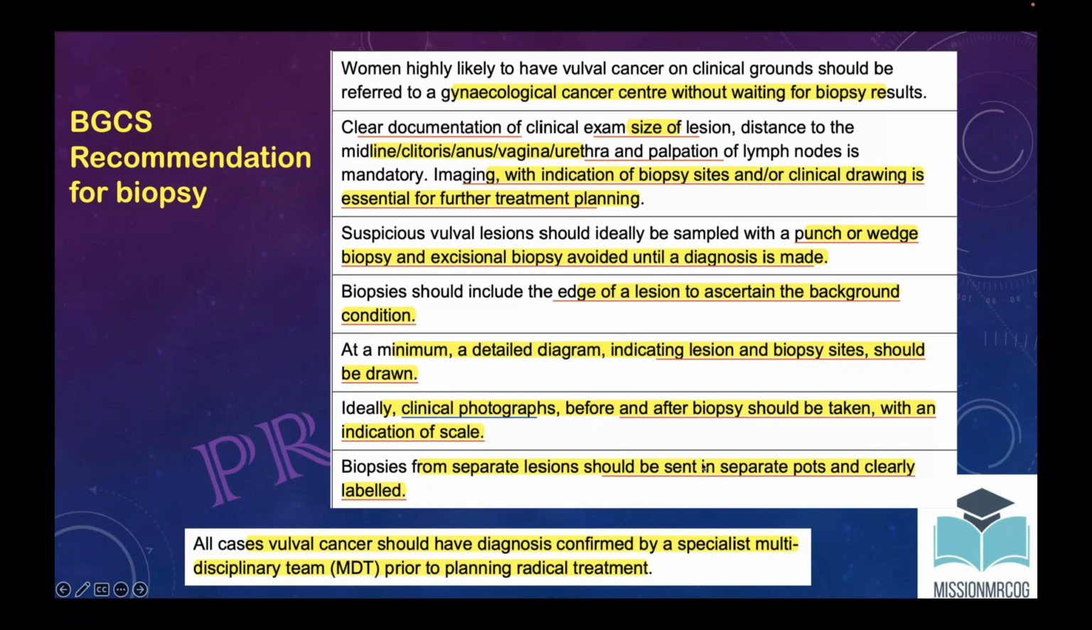And if the biopsies are taken from one side, they can be sent in one pot. But if they are from separate sites, then different pots and the labeling has to be done. All cases of vulval cancer should have the diagnosis confirmed by a special MDT before any treatment is done. Okay, so in many of your part 2 or part 3 questions, you have to involve this, and this is very important, that treatment can't be done without the special MDT. So these are all about biopsy.